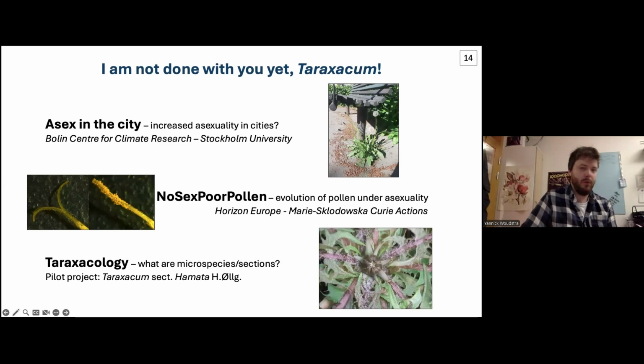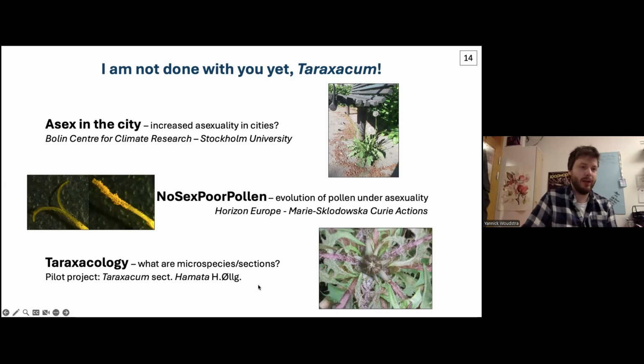And of course, once you work with apomictic complexes, you can't escape the microspecies. Many botanists have now declared me quite insane to want to work with this, but someone's got to do it, right? So I would like to at least try to answer the question of what microspecies and sections actually represent in Taraxacum. I will start rather small with this little section called Hamata, which currently only comprises about 30 microspecies.